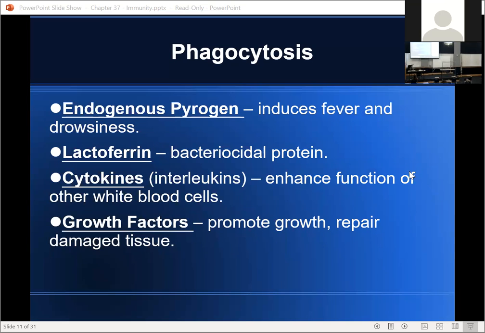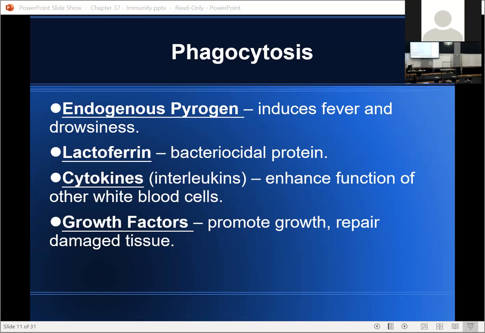Endogenous pyrogen induces fever and drowsiness. Again, fever is going to raise the temperature. At higher temperatures, chemical reactions happen faster. So again, this is going to enhance the immune response. Drowsiness is going to help you to conserve your energy so that there's energy to fight off the infection.